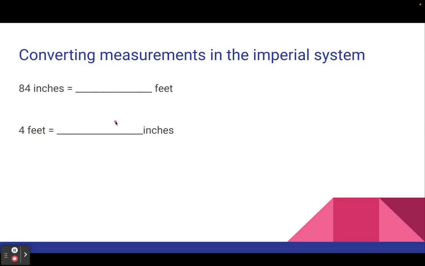Doing it in the imperial system is a little tougher. You can't just move decimal points. 84 inches you would need to divide by 12 because 12 inches is a foot. So divided by 12 would be 7 feet. And going the opposite direction, 4 feet, I would times by 12 to get the inches. 4 times 12 is 48.